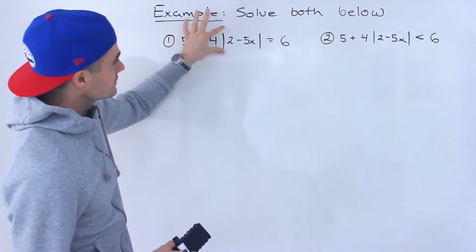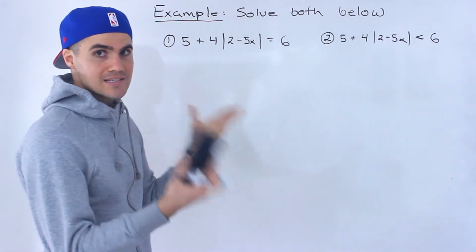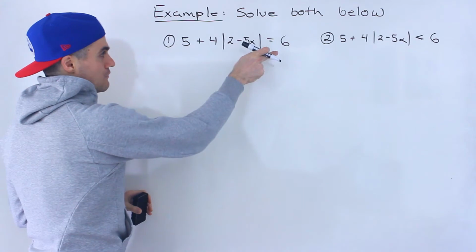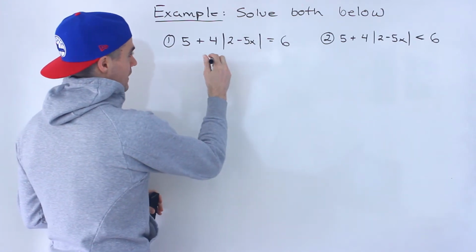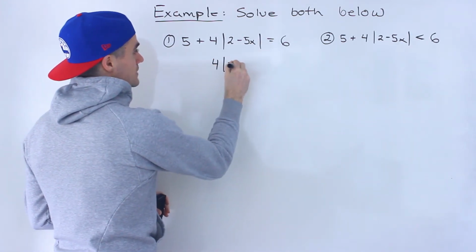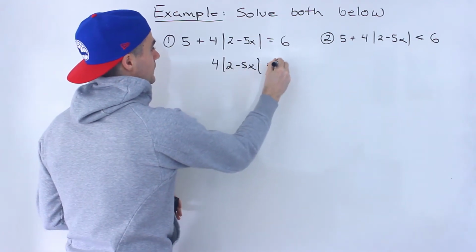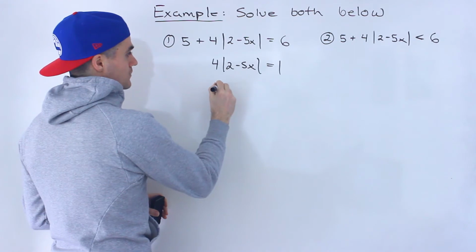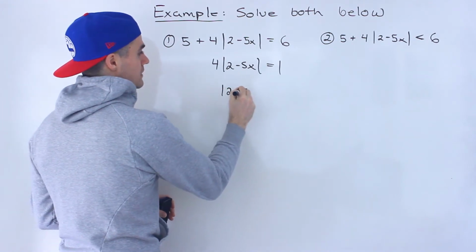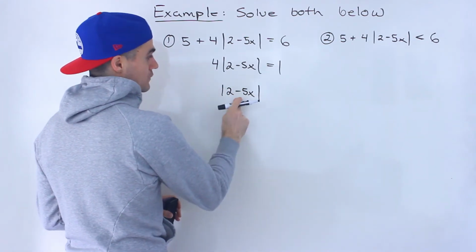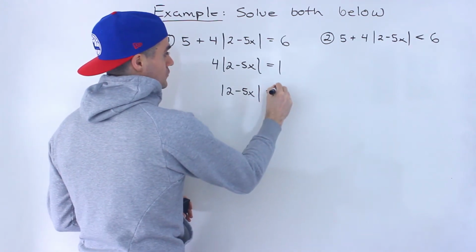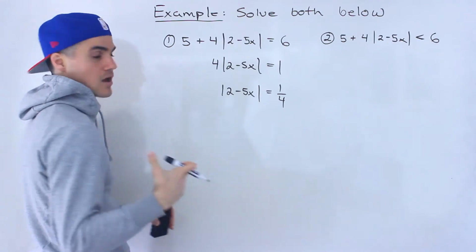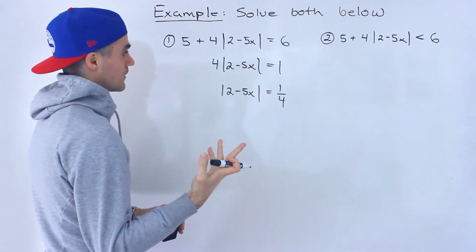First thing I like to do is try to get the absolute value by itself on one side. So to do that, I'm going to bring the 5 over, so we'll have 6 minus 5 on that right side, which would just be 1. And then to get this 4 on the other side, I could divide both sides by 4. So we would end up with the absolute value of 2 minus 5x equal to 1 over 4. Right? So this and this are the exact same thing.